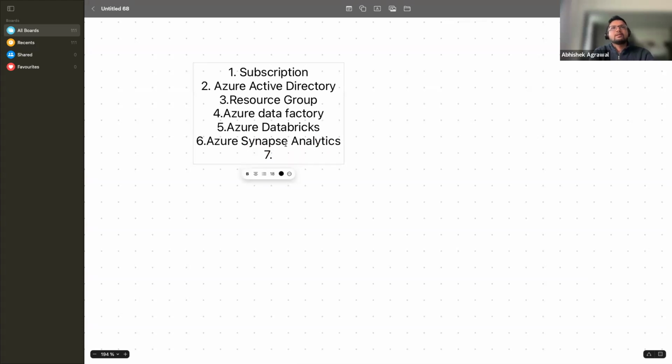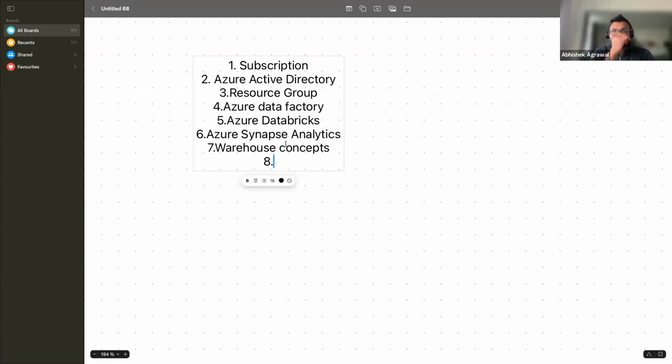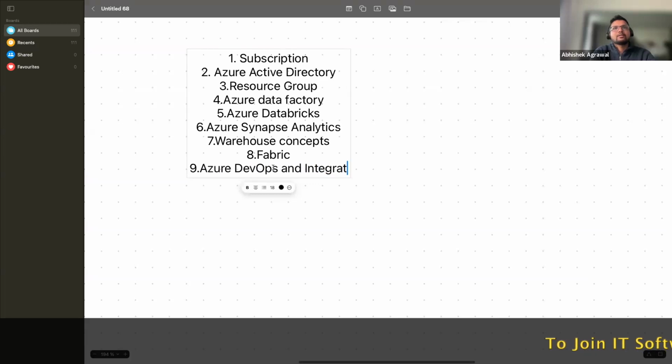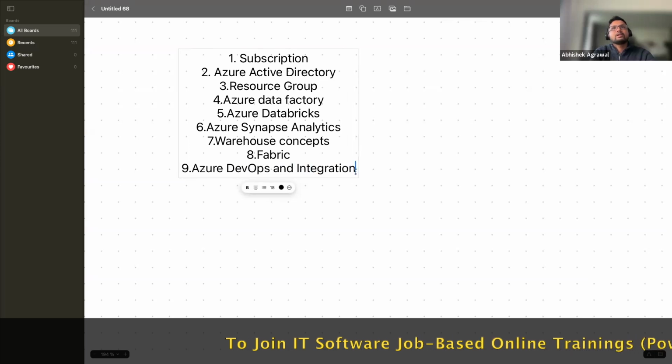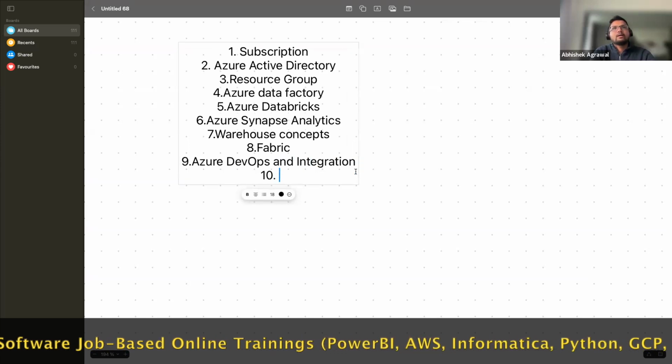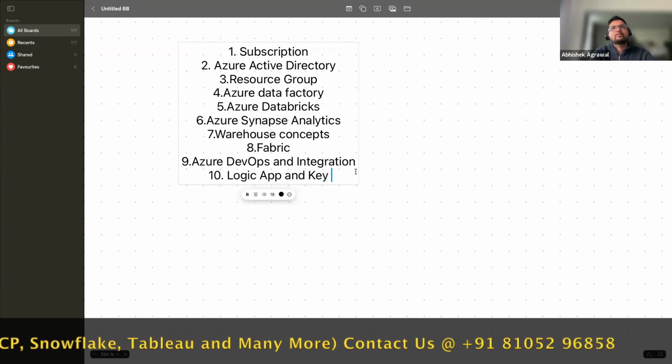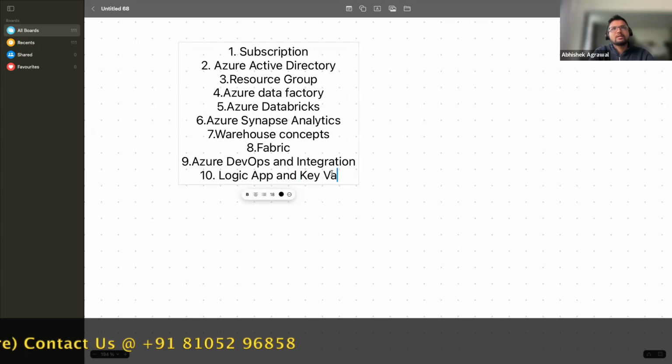Then we will cover the warehouse concepts. Then we will also know about Fabric. We will also try to understand Azure DevOps and Git integration, Azure DevOps and integration, right? We will also know about Logic App and Key Vault. Okay, so these are a few of the services. These are the services which we will cover, right?